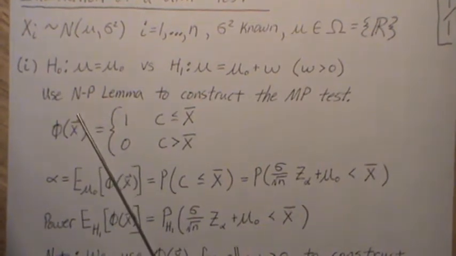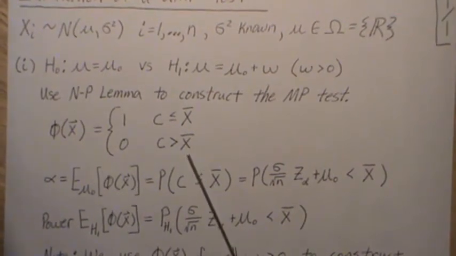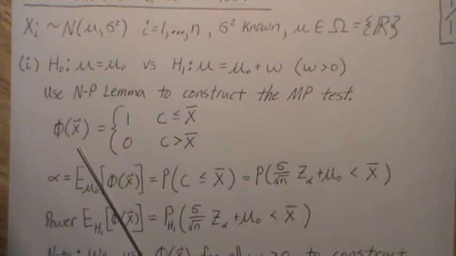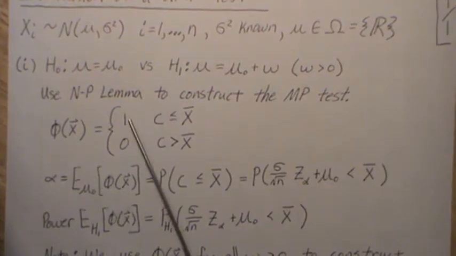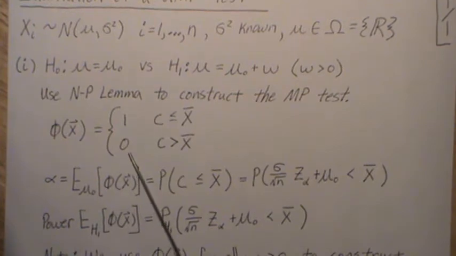Now, the most powerful test, according to the Neyman-Pearson lemma, says that this is our test function. So phi of our data is 1 if the mean is greater than some constant c, and it's 0 if it's less than some constant. So that means reject the null hypothesis. Do not reject the null hypothesis.